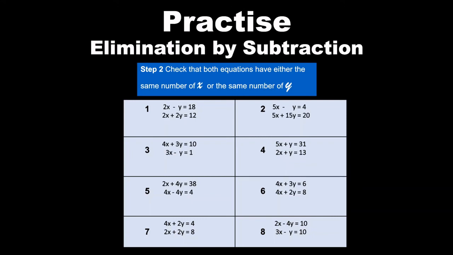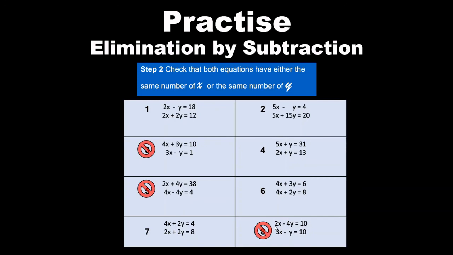Take a minute to see if you can spot which ones you cannot do right now. We can't do question 3. We don't have the same coefficients for the x's, 4x and 3x, and we don't have the same coefficient for the y, 3 and -1. We can't do question 5 because we don't have the same number of x's, 2x and 4x. And although you may think you have the same number of y's, this is positive 4y and this is negative 4y. Those won't cancel out if we subtract them.